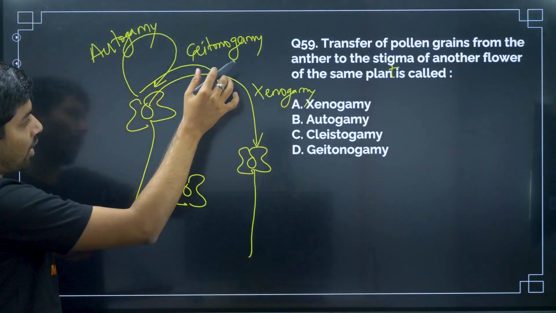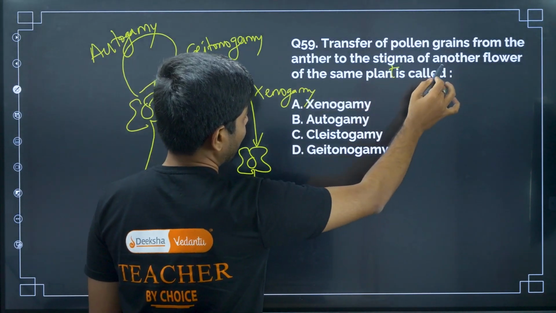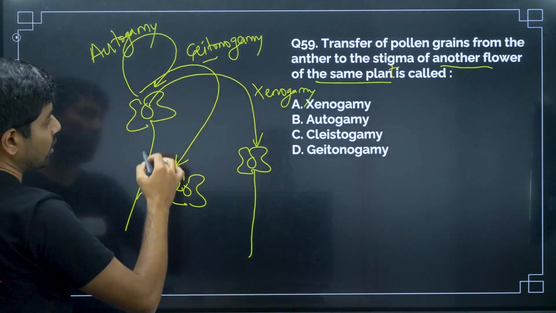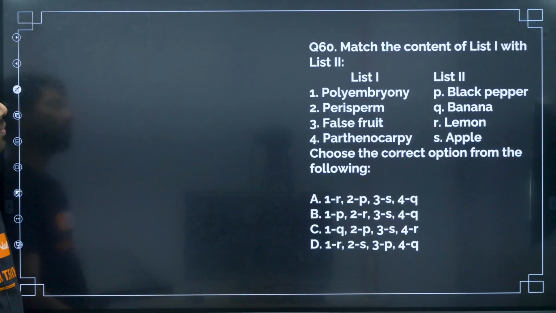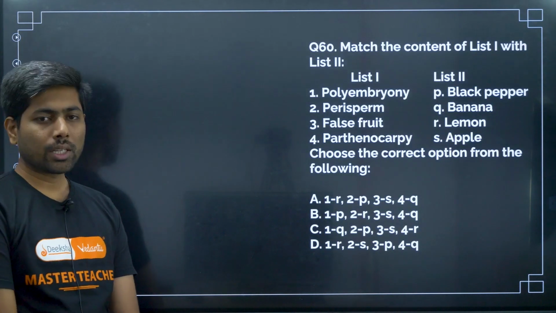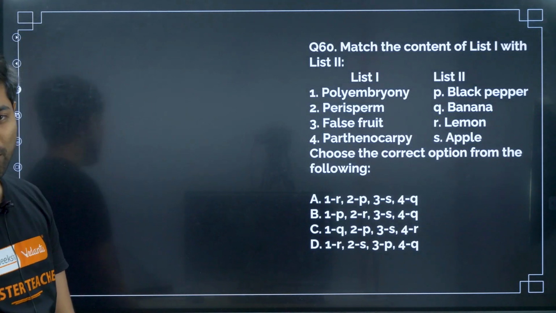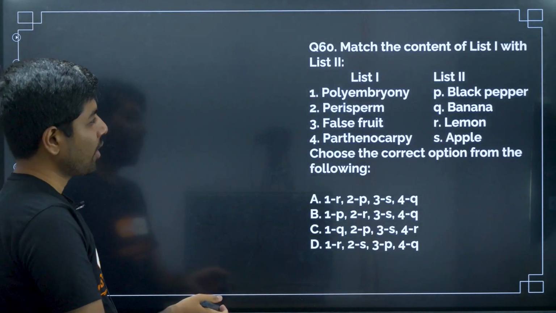Therefore the answer here is transfer of pollen grains from anther to the stigma of another flower of the same plant, right? They're talking about geitonogamy. Option D is the answer. Now question number 60, we reached the last question. It's a very nice and simple question from sexual reproduction in flowering plants, right?